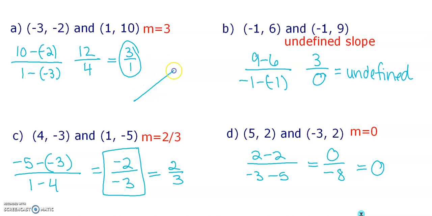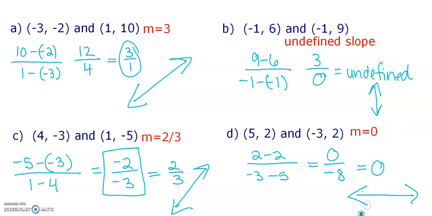Letter A, our graph would look something like this. Letter B would be a vertical line up and down. Letter C would be a negative sloping line. Oh, nope, I'm sorry, it's also positive. So that's also this way. And then a 0 slope would be flat as can be.